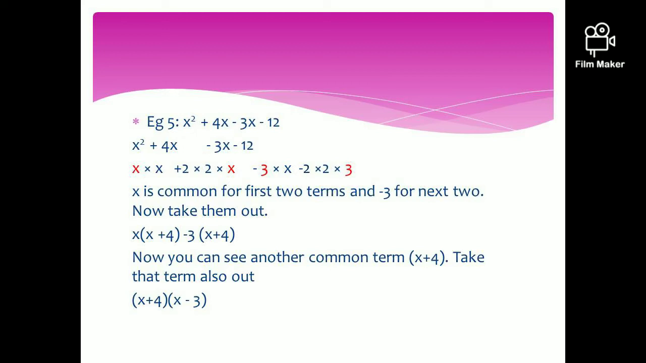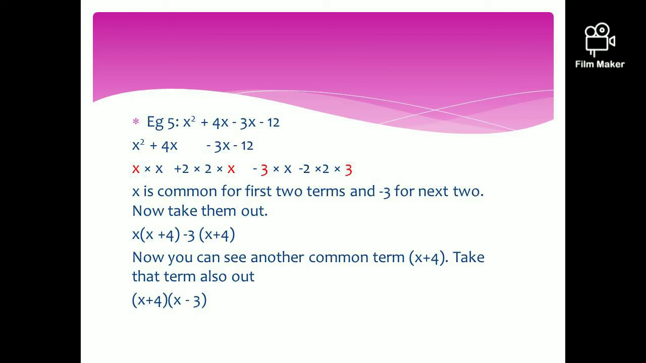Let's try to factorize this example. x squared plus 4x minus 3x minus 12. The first step is to identify any common terms for all the terms in the expression. We can observe that there are no such terms. Therefore, we isolate the terms in this expression. If you isolate these terms, it turns into x squared plus 4x and minus 3x minus 12.